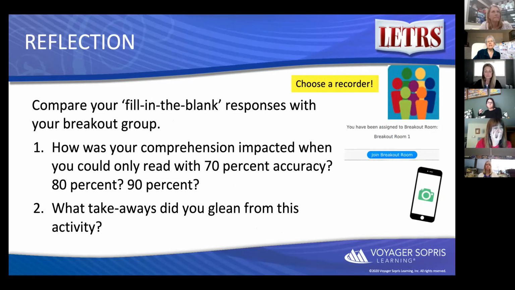So I'll give you about 6 minutes to work in your groups. If you feel it's helpful to take a snapshot of this to remember what it is, please do. And if we're ready, we'll send you off to your breakout rooms. And again, choose a recorder so when we come back, some of the rooms can share out. See you back here in 6 minutes.